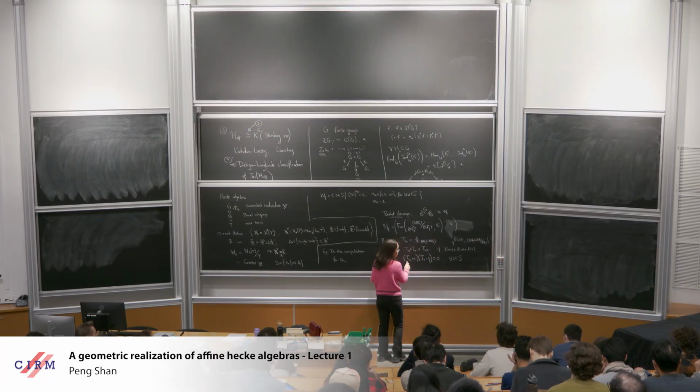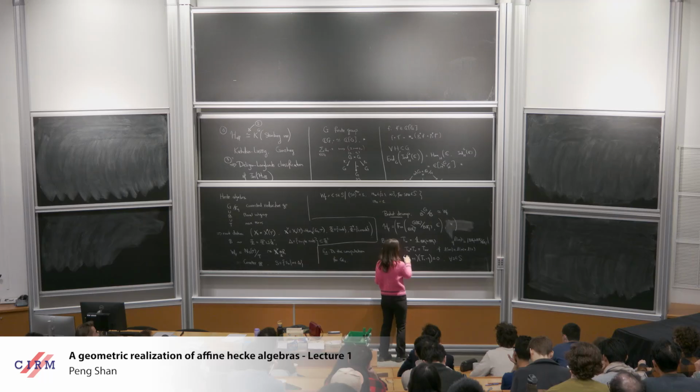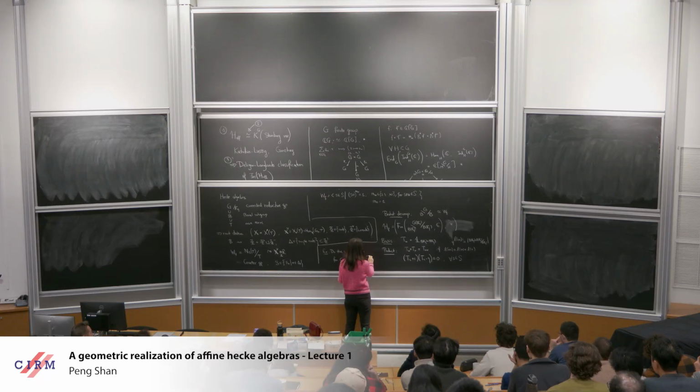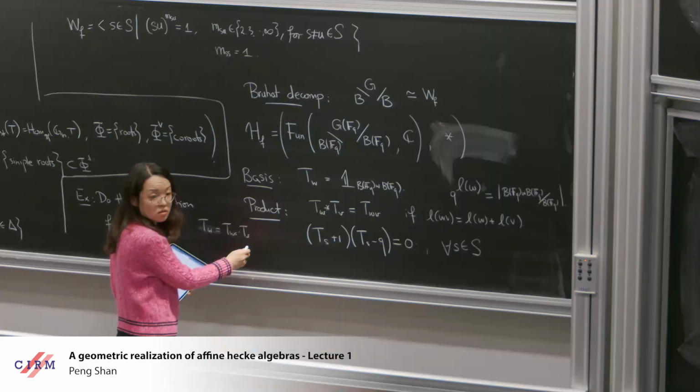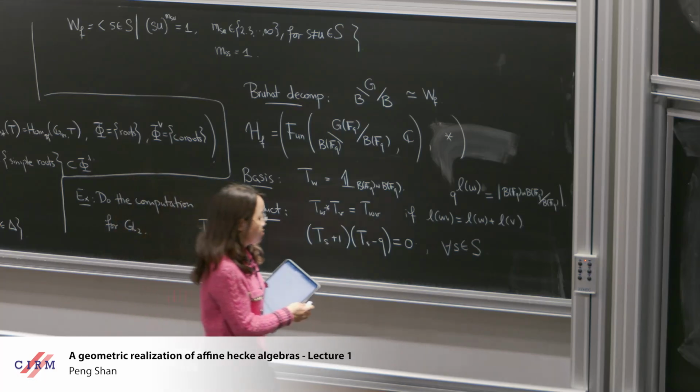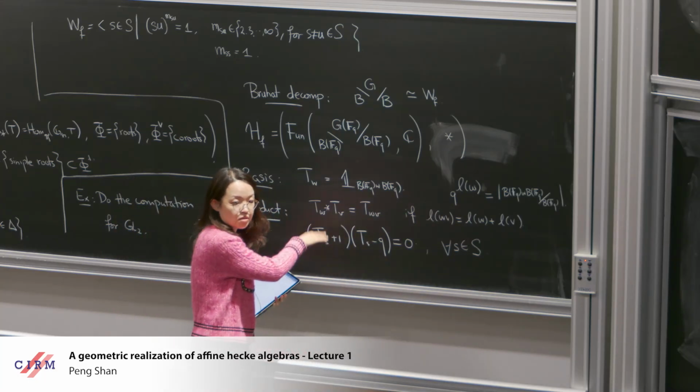I don't need to give T_s times T_w, because if ws gets smaller, then by the exchange relation, I can always write T_w equals T_{ws} times T_s, and then I apply this relation. So this suffices to characterize the algebra.